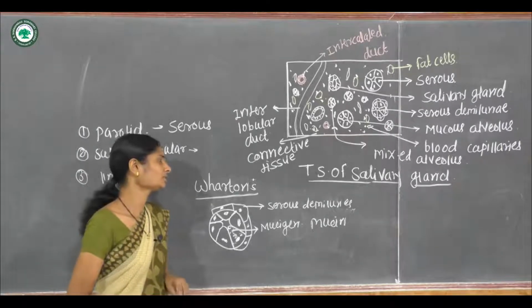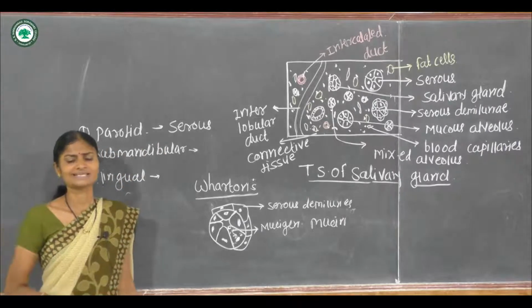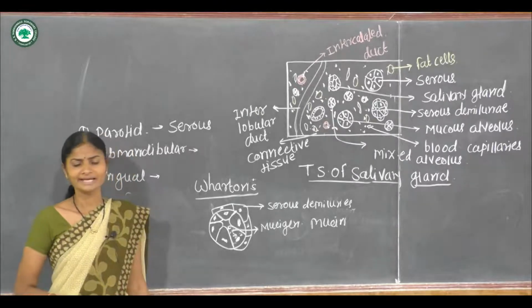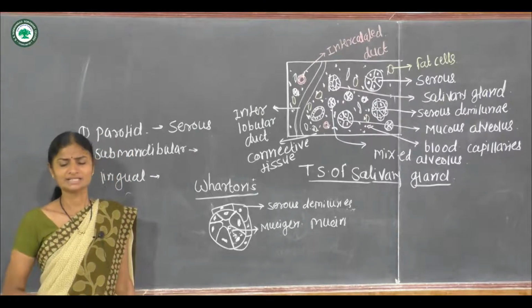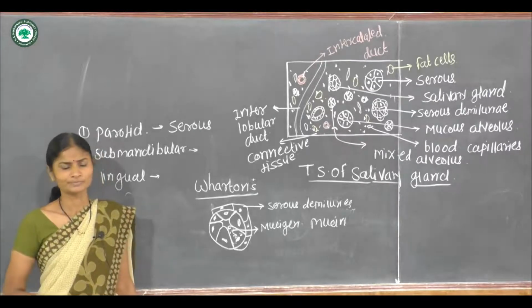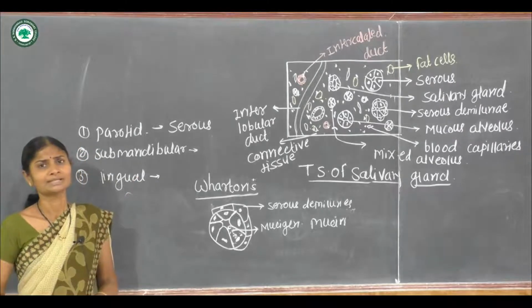Diagnostic features of the submandibular gland: serous acini are more numerous than mucous acini, and serous demilunes are present. The submandibular gland is a mixed type of gland.